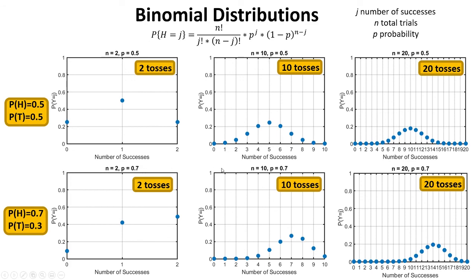So as you can see, the more and more trials we do, the smoother this curve gets, and the more it starts to look like a very continuous distribution. But it's not. It's always discrete because there's a set number of trials. So we'll talk more about distributions and what discrete and continuous are in the next video.